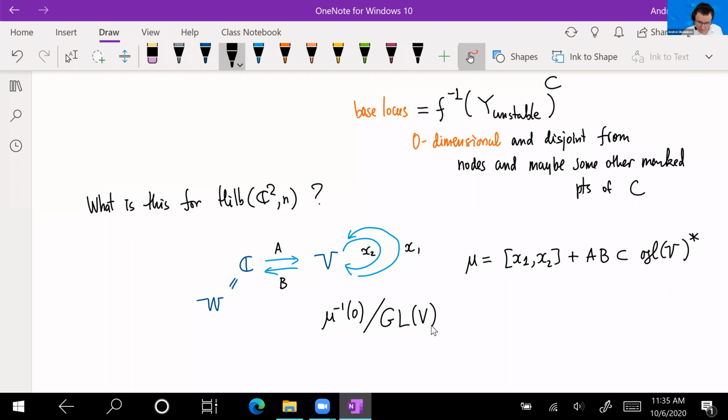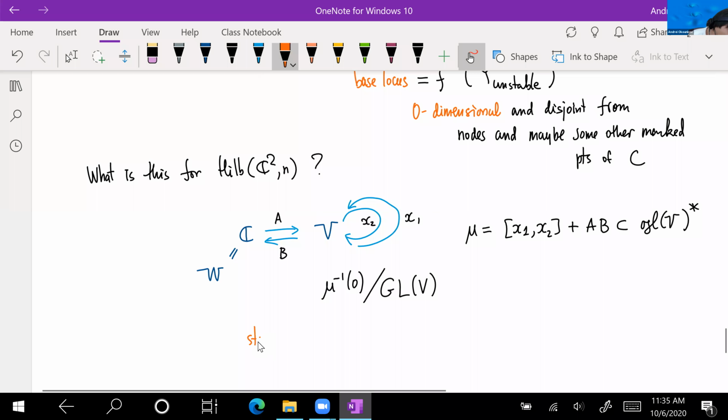And then the stability. There are two stability conditions you can impose. We can imagine that the stable locus is when things like X1 to the i, X2 to the j times A times 1 span V. This is one of the two possible stabilities, and this implies B is 0. So we don't have to think about B.